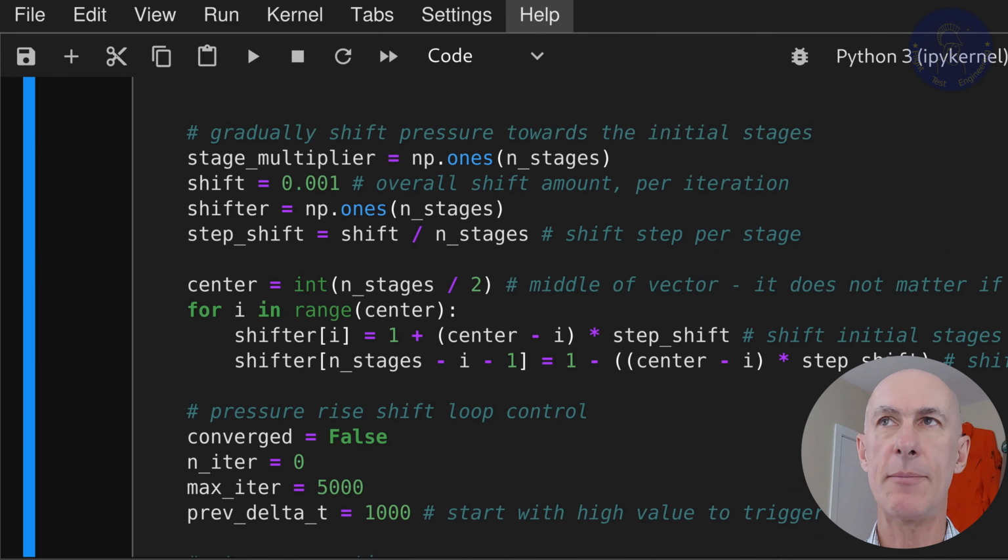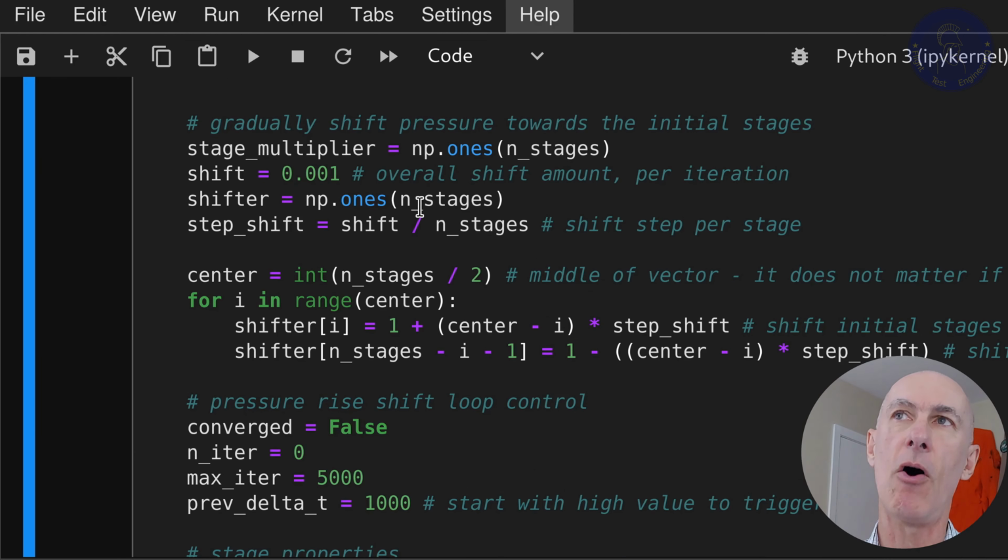Okay, now let me explain how we're going to equalize the temperature rise as best as possible. The strategy here is to calculate all the stages, then check for the maximum temperature rise. And if it is more than the previous iteration, we shift the pressure ratio, increasing in the front and decreasing in the rear, but in a way that the overall pressure ratio is kept around what we are aiming for. To do this, we create a vector of ones and call it the stage multiplier, which is right there.